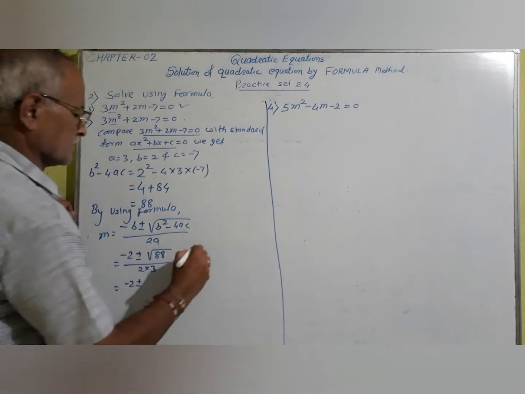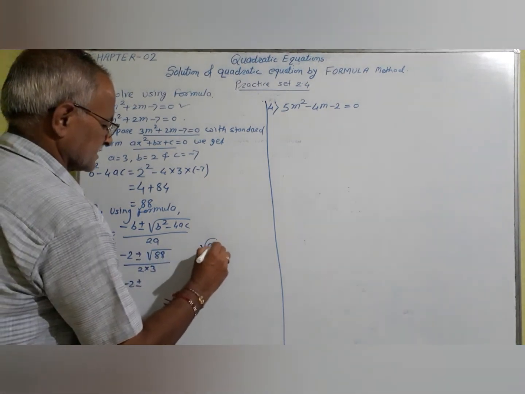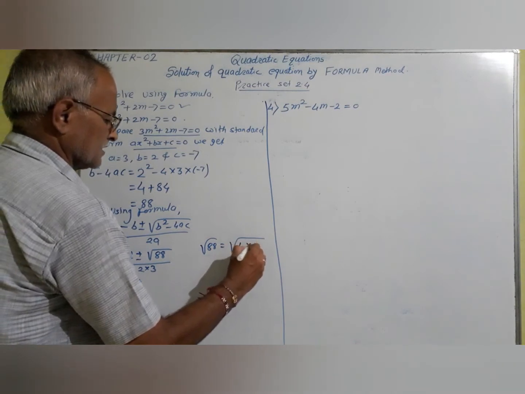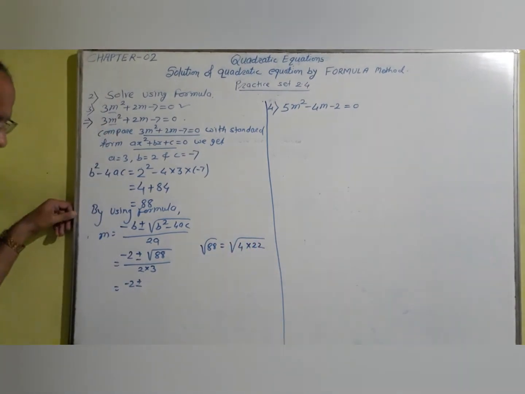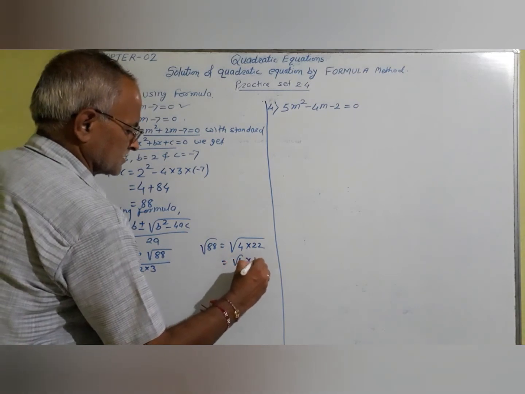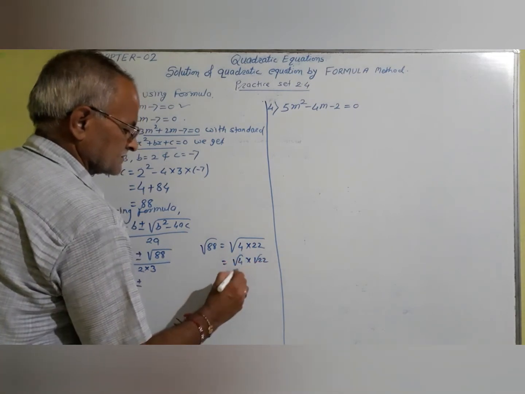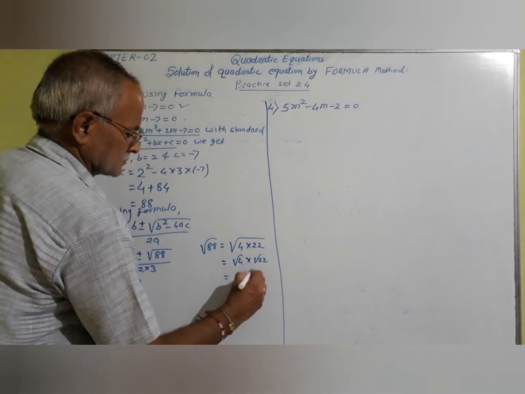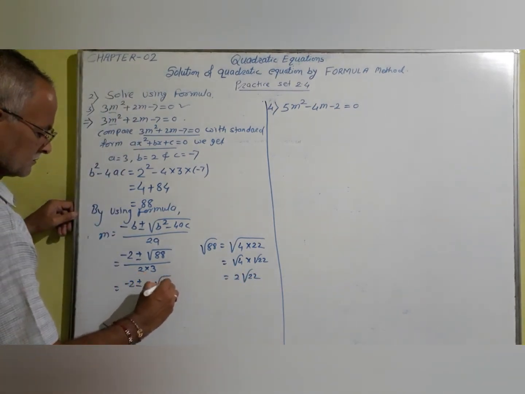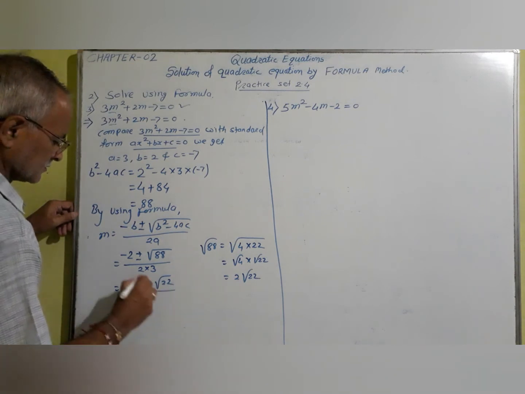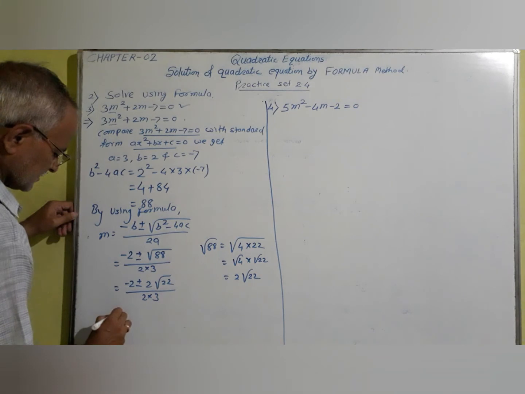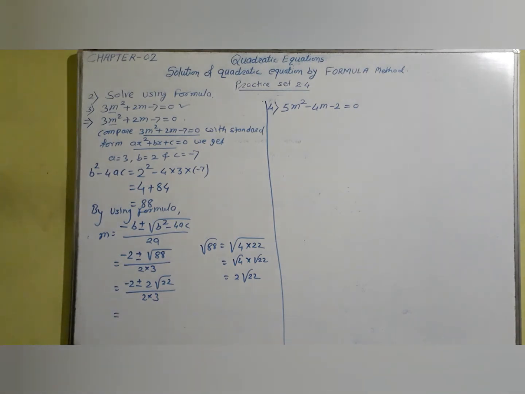Now you know that the square root of 88 is equal to square root of 4 multiplied by 22, and that is square root of 4 multiplied by square root of 22, and square root of 4 means 2 square root of 22. Therefore 2 square root of 22 upon 2 multiplied by 3 is 6.